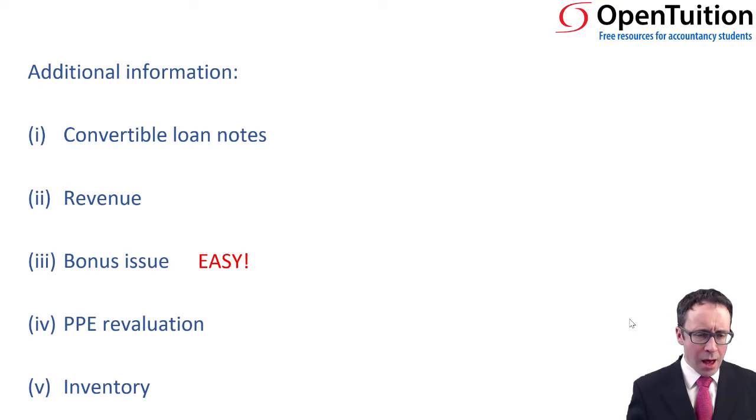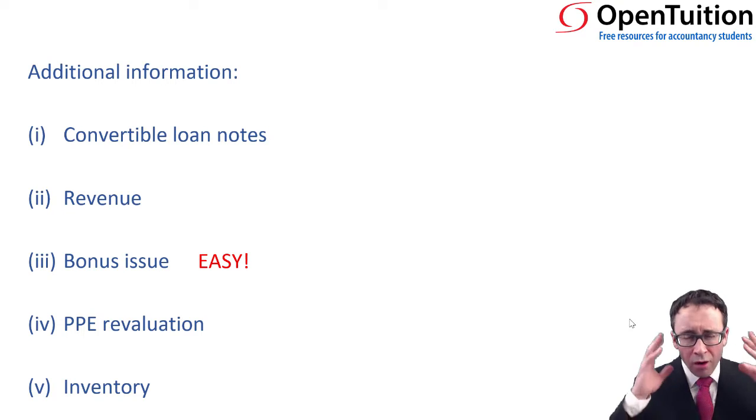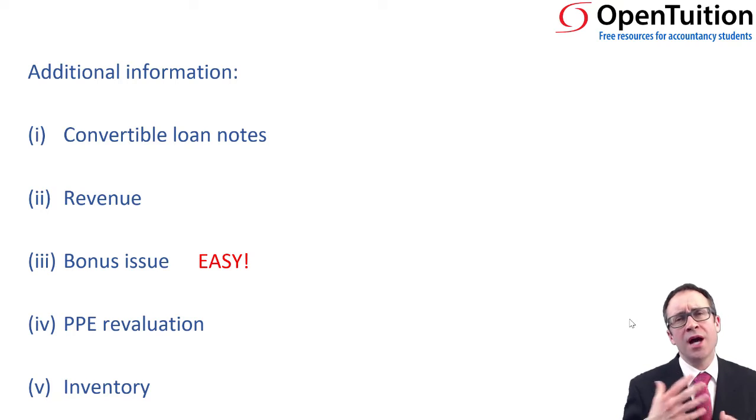Okay, part 4, PPE revaluation. Yeah, we've seen that in FA, haven't we? Fine, but yeah, they can be quite tricky, can't they? So we might do that after we've done maybe the bonus issue, because it's brought forward knowledge applied maybe in a more challenging aspect, but we can do it.